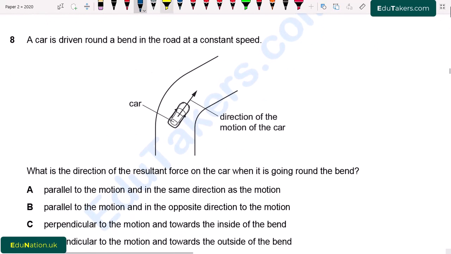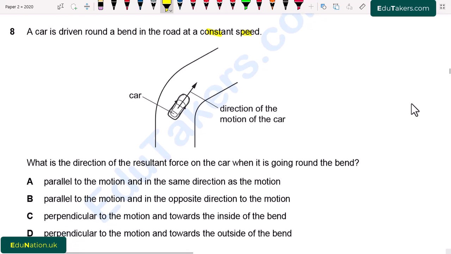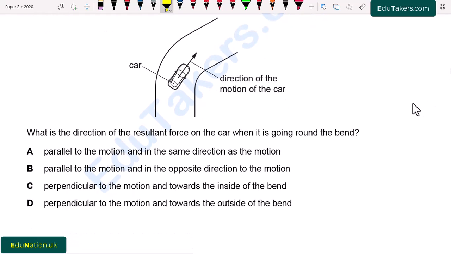Question number 8. A car is driven around a bend in the road at a constant speed. So here is a car that is moving around a bend. What is the direction of the resultant force on the car when it is going around the bend? A. Parallel to the motion and in the same direction as the motion. B. Parallel to the motion and in the same direction to the motion. C. Perpendicular to the motion and towards the inside of the bend. D. Perpendicular to the motion and towards the outside of the bend.